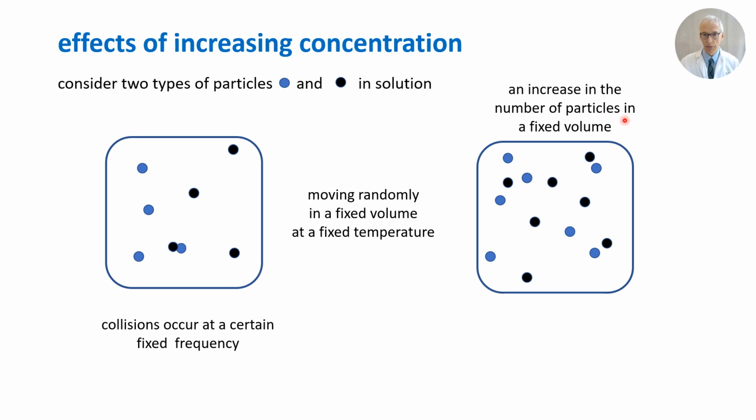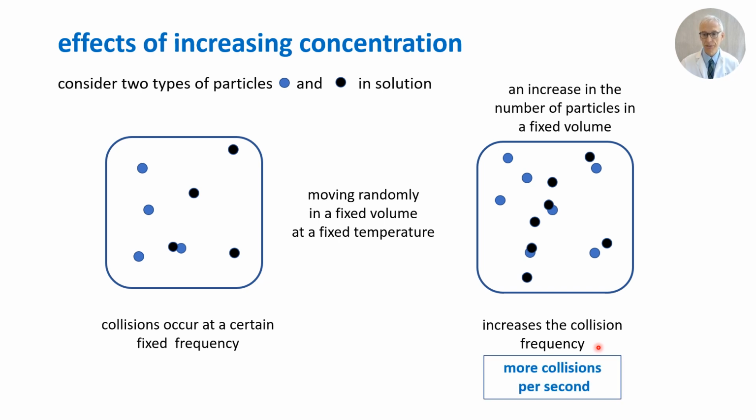If, however, the number of particles in the fixed volume is increased, so I've increased the blue particles and the black particles, then we can see that there's an increase in the collision frequency. That is, there's more collisions per second. Our conclusion is that an increase in concentration, that is, an increase in the numbers of particles in a fixed volume, leads to more collisions per second and therefore a higher rate of reaction.